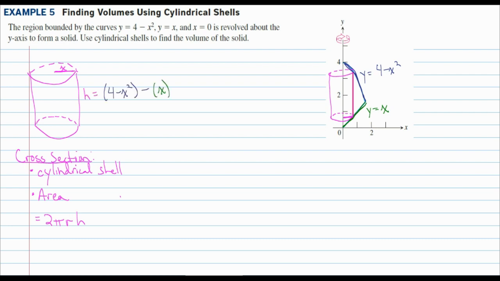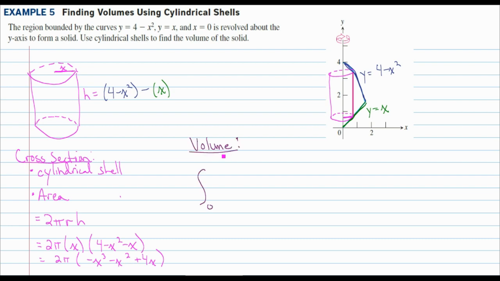Then, the height is going to be the distance between those two curves. And yes, it's going to be bigger towards the y-axis and smaller away from the y-axis, but it's still the distance between the two curves. So 4 minus x squared minus x. This top distance, all the way up from the x-axis to the top curve, minus the distance to the little curve, will leave us just with the distance in between. So that's the height. Now the area is going to be 2 pi r, which is x, times the height, which is 4 minus x squared minus x. And I'll distribute that so that my integral is a little easier to work with.